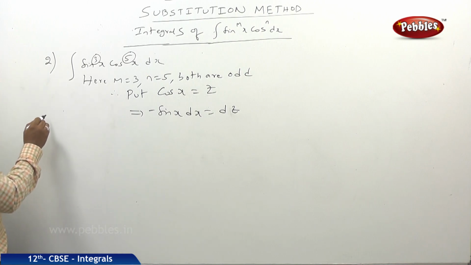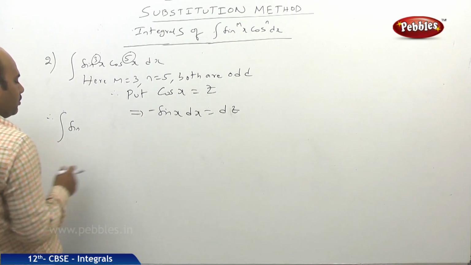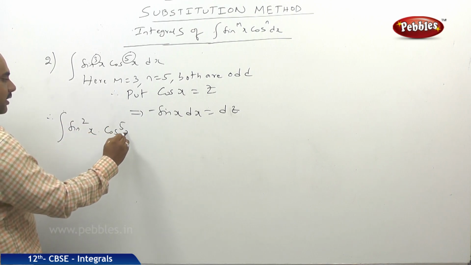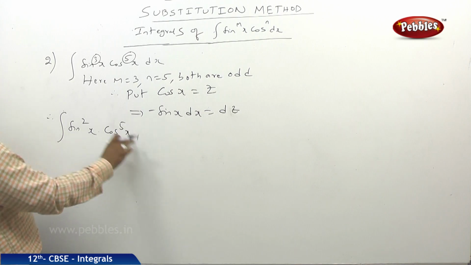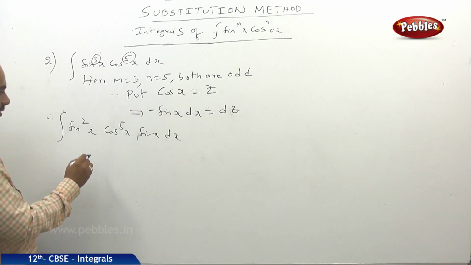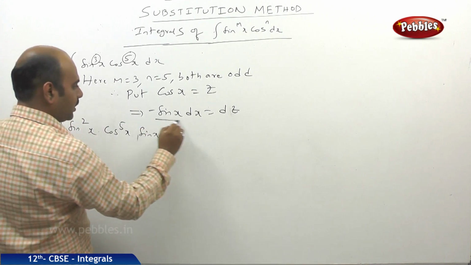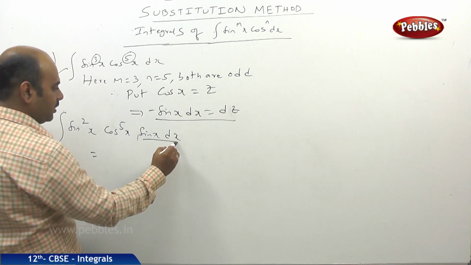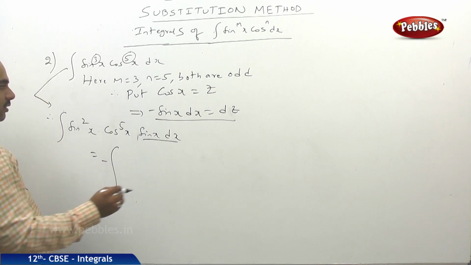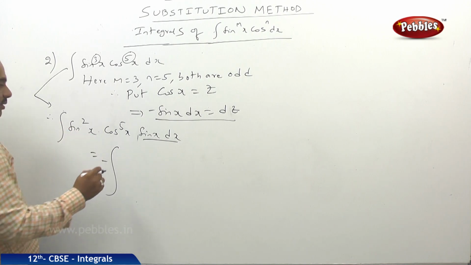The above integral I will convert like this. Integral of sin cube x is there, but here sin x dx should come. So I will write it as sin square x into cos power 5x, and sin x dx. So what happens finally? Here sin x dx is there, so I will keep the minus sign outside and in place of sin x dx, dz, and here sin square x I can write as 1 minus cos square x.